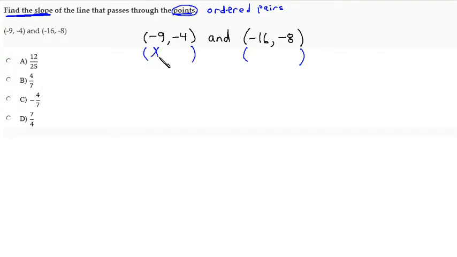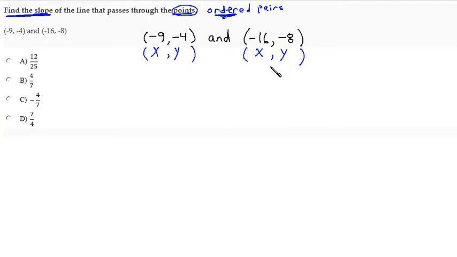Now, we know that the first number in an ordered pair represents an x value. The second number represents a y value. The order of ordered pairs is alphabetical order. So each of these points represents respectively an x and y combination of values.